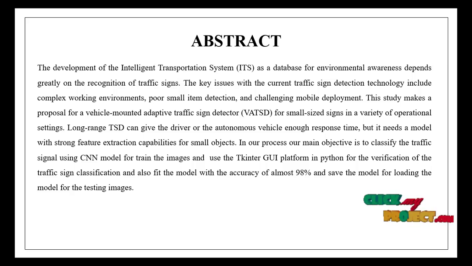In a variety of operational settings, long-range detection can give the driver or autonomous vehicle enough response time, but it needs a model with strong feature extraction capabilities for small objects. In our process, our main objective is to design a traffic sign classifier using the CNN model to train on the images, and also deploy the program into a Streamlit application for verification of the traffic sign classification. Fit the model with an accuracy of almost 98% and save the model for loading when testing images.